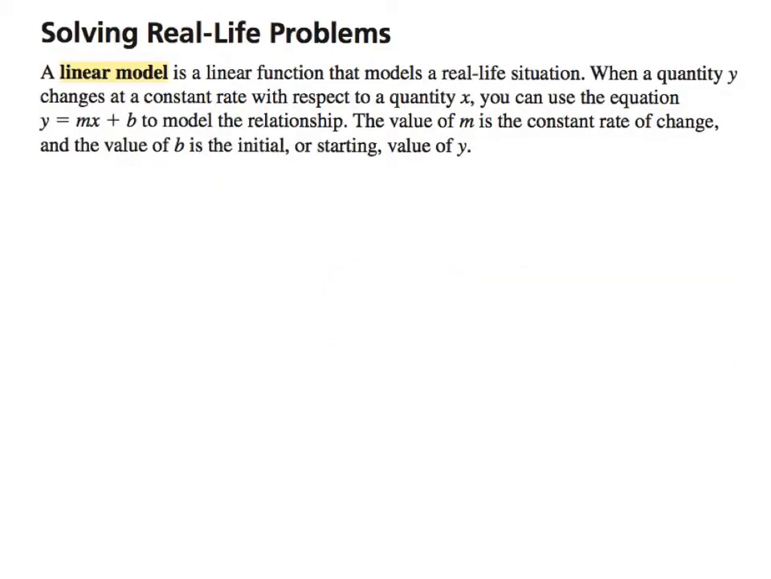And for our last example, we're going to solve a real-life problem. A linear model is a linear function that models a real-life situation. When a quantity y changes at a constant rate with respect to a quantity x, you can use the equation y equals mx plus b to model the relationship. The value of m is the constant rate of change. That's important. Right there. m is the constant rate of change, the slope. And the value of b is the initial or starting value of y.